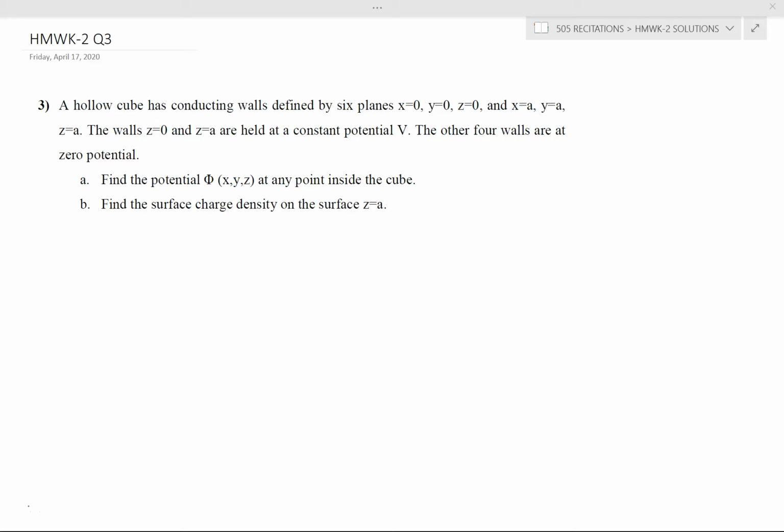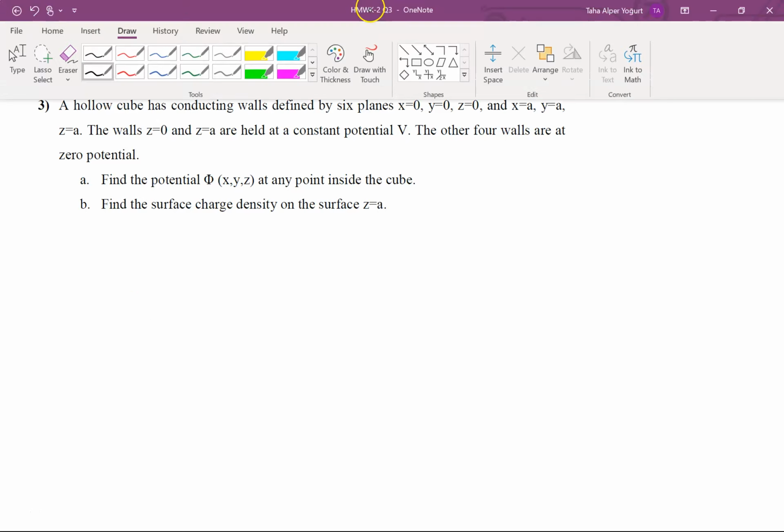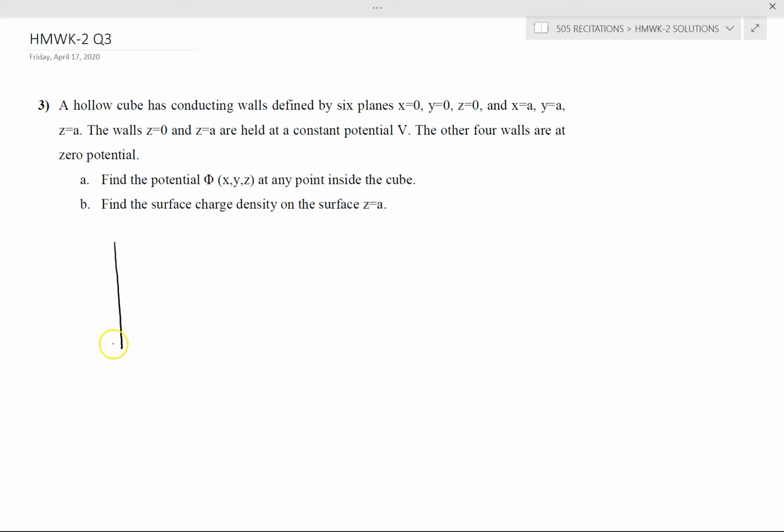Now we have solved two problems related to the method of images, and in the next two problems we will be solving the Laplace equation for two different geometries and two different boundary conditions. One of them has to do with rectangular coordinates. You see, we have a cube with length a, and let's call the axes x, y, z.